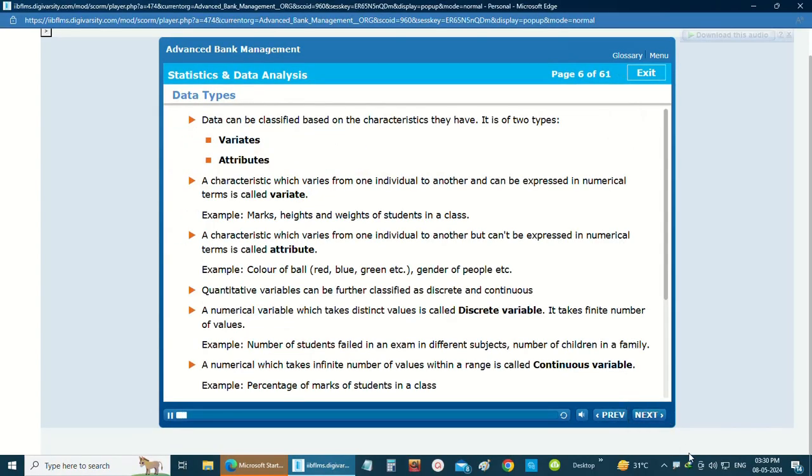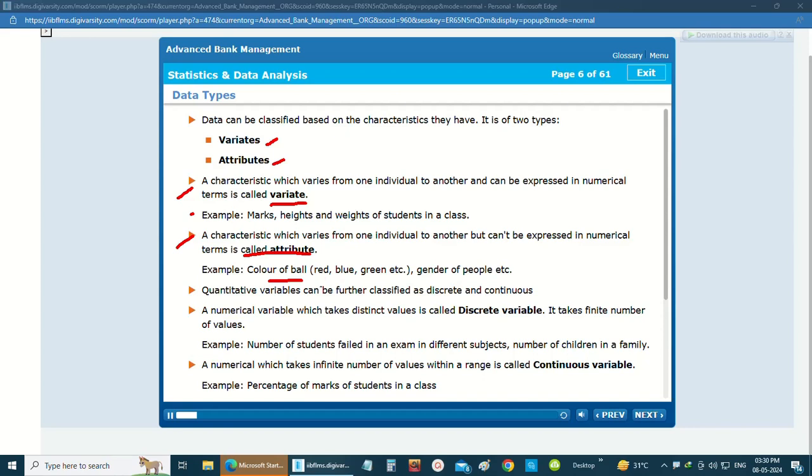Data can be classified based on the characteristics they have. It is of two types. Variates. Attributes. A characteristic, which varies from one individual to another, and can be expressed in numerical terms, is called a variate. Example, marks, heights and weights of students in a class. A characteristic, which varies from one individual to another, but can't be expressed in numerical terms, is called an attribute. Example, color of ball, gender of people, etc.